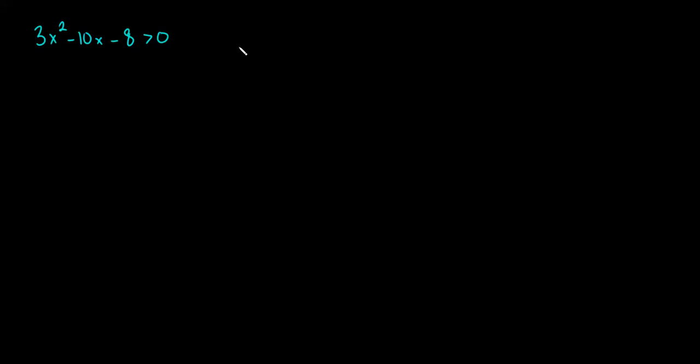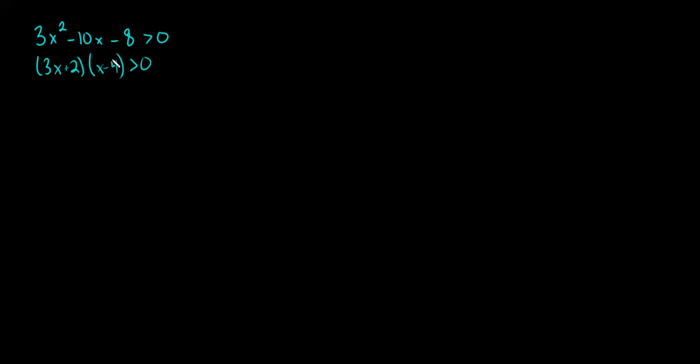Once again, make sure everything's on one side. In this case, it is. And then we're going to want to factor. What this would factor to is 3x plus 2 and x minus 4 is greater than 0. And once again, feel free to pause the video and factor this by hand. Make sure you get the same two factors.